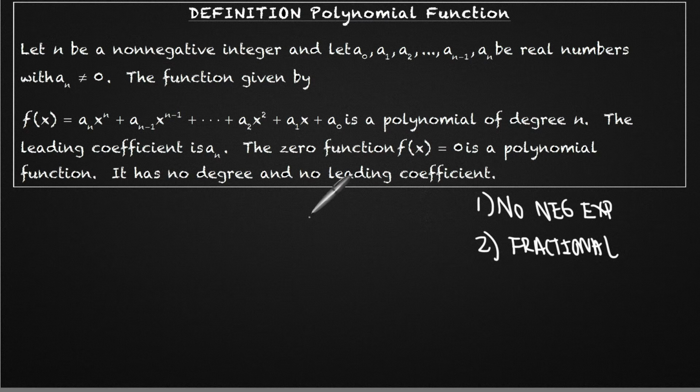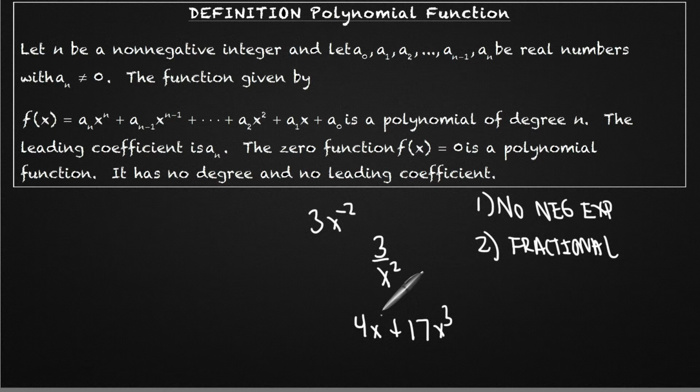So for instance, something like 3x to the negative 2 would not be a polynomial because when you move this to the bottom, it's 3 divided by x squared. So this is not a polynomial. If you have something like 4x plus 17x cubed, both of these terms make a polynomial because you have x to the first, that is a non-negative integer. So let me underline that.